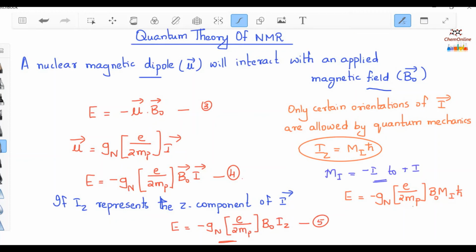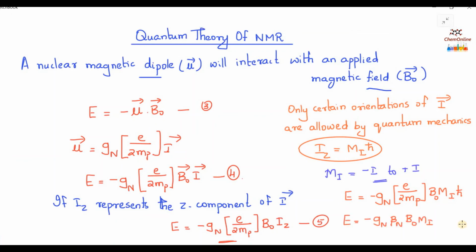e h cross by 2mp is beta n, the nuclear magneton. So we can also write E equals minus Gn beta n B0 mi, where mi equals minus I, minus I plus 1, etc., up to I minus 1, I. So this is the potential energy of interaction between the magnetic dipole and the applied magnetic field: E equals minus Gn beta n B0 into mi.